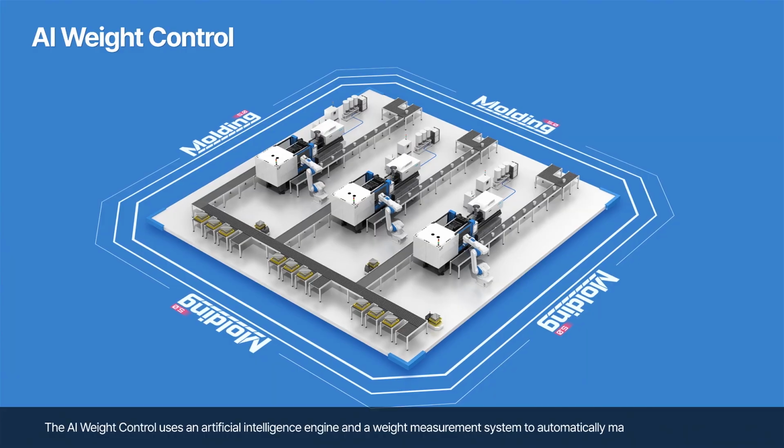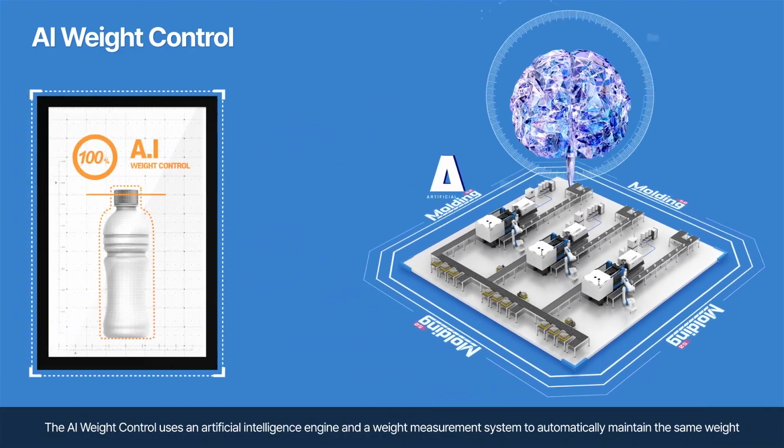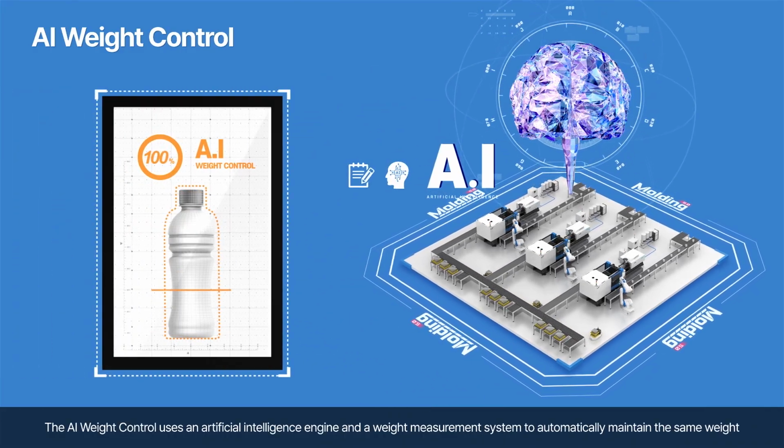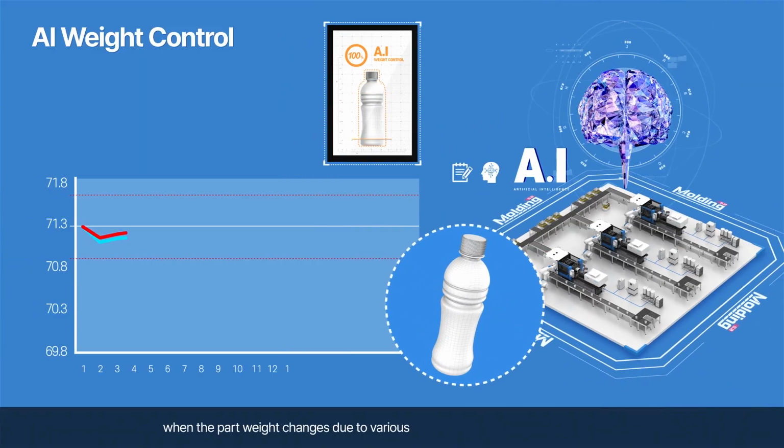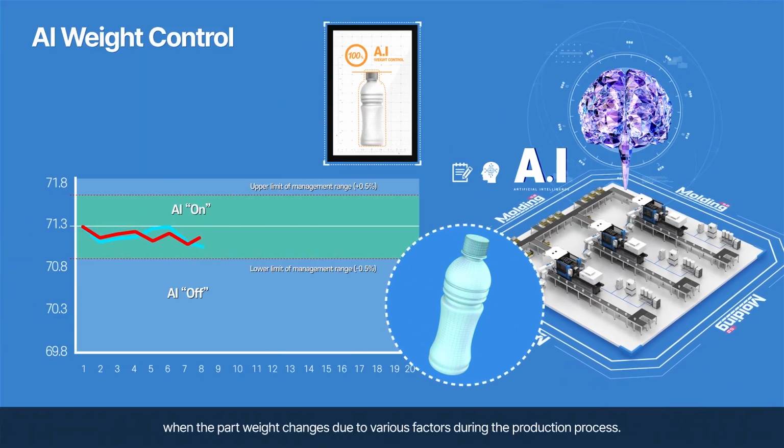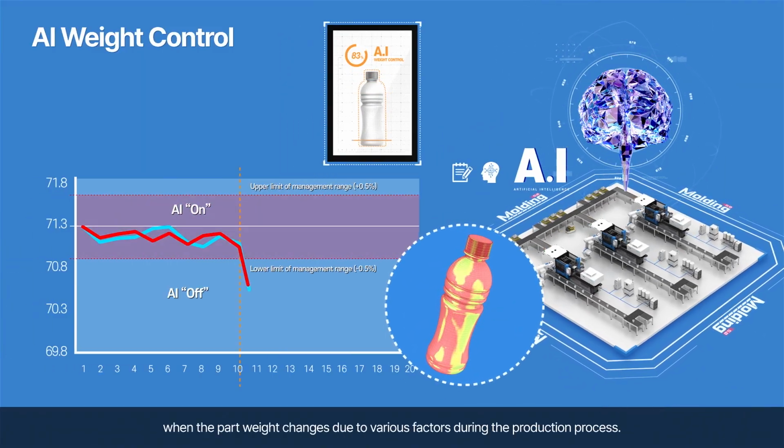The AI weight control uses an artificial intelligence engine and a weight measurement system to automatically maintain the same weight when the part weight changes due to various factors during the production process.